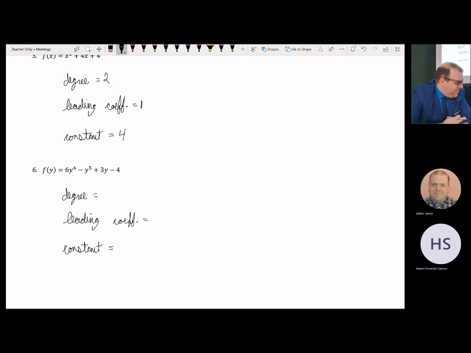The degree. Leading coefficient. And our constant. -4. See that? Easy, isn't it? So far. Like I said, being able to pick out the leading coefficient and the constant is very important.